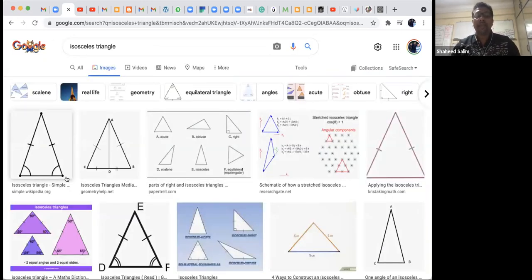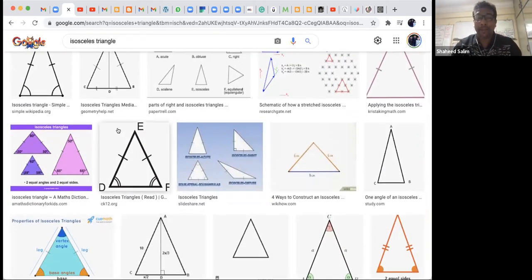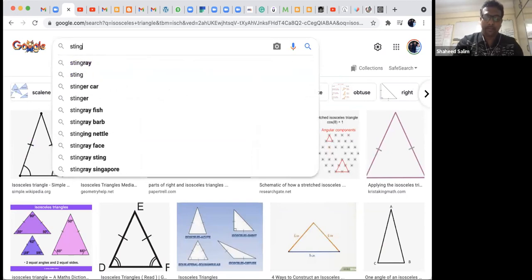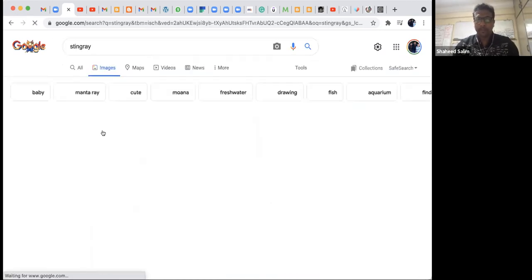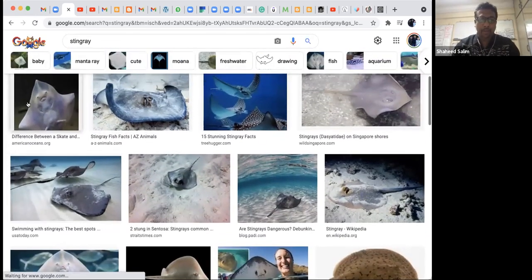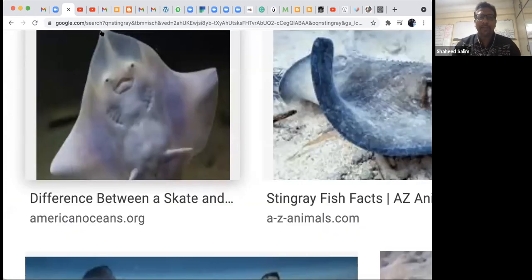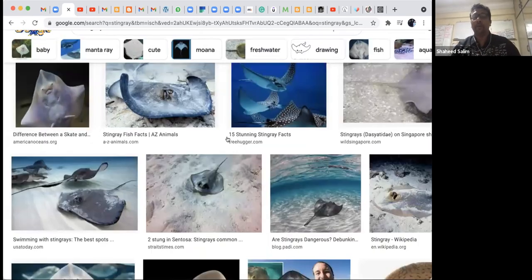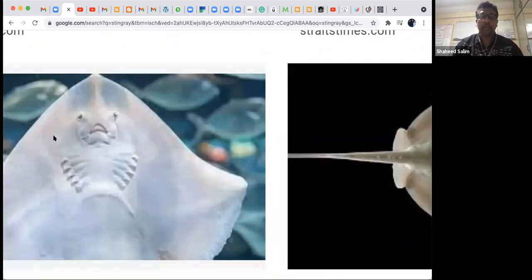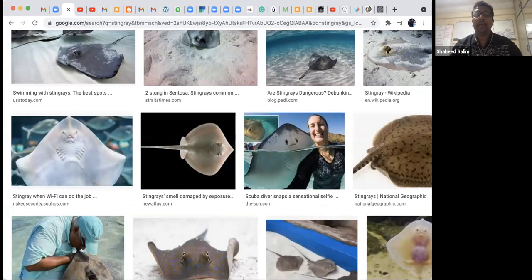That means two sides are the same. This always reminds me of this. Look at the eye. You know what it reminds me of? The stingray. If you look at the underside of it, can you see now? For me, it just reminds me of an isosceles triangle. Some of you, when you see a stingray, it looks cute, but some of you will imagine having a nice barbecue seafood meal.